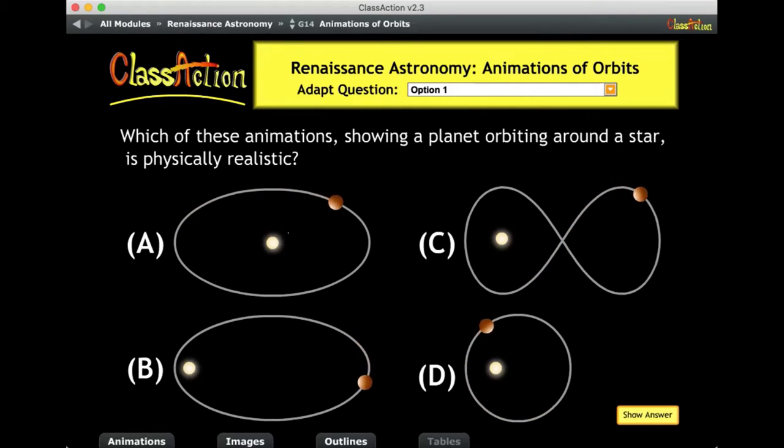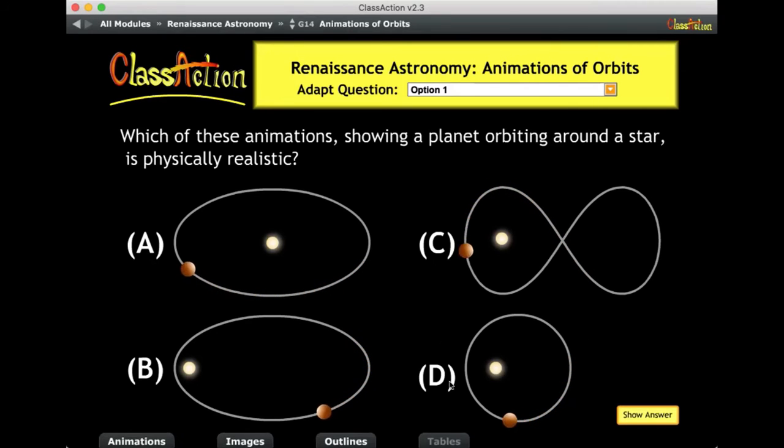Let's talk about A first. A is a perfectly good elliptical orbit. The shape of this orbit is right, but there's something off about the sun's placement in this particular case. The sun will not be at the center of this ellipse because it has to be at one of the 2 focus points. For this ellipse, the focal points will be something like there and something like there. So this is a realistic shape, but it would not be a realistic orbit because the sun would not be in this particular location for this orbit of this planet.